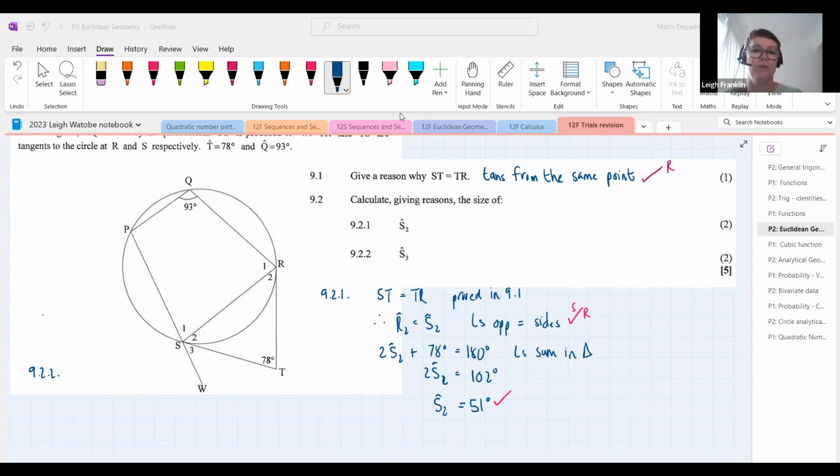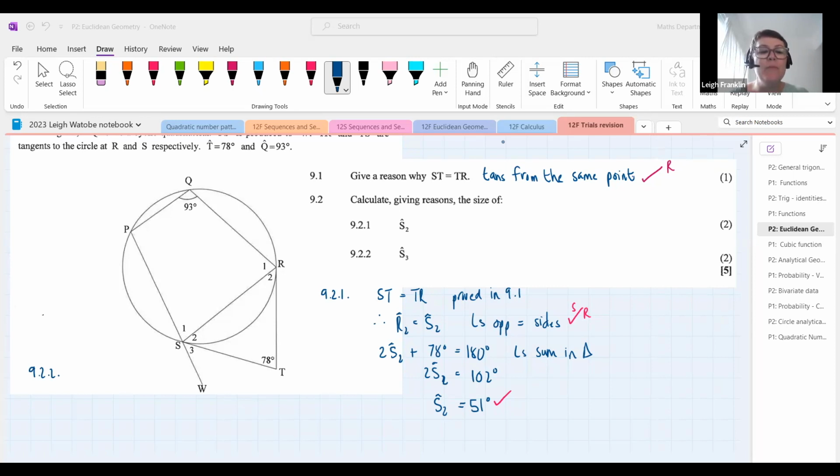S3 equals Q minus S2. Yes, it does, Nhlanhla. Okay, Mamelo. Angle in a semicircle is when you've got a diameter, so that's not going to apply in this case. When you've got a line that goes through the center of the circle and touches both sides of the circumference, it's a diameter, then it subtends a right angle at the circle. That's angle in a semicircle. That's not what we're doing over here.